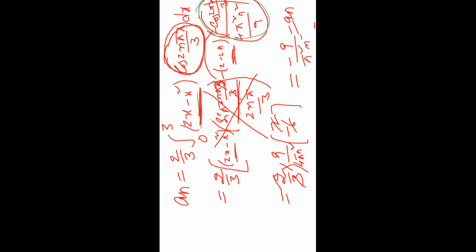Similarly, we have to find out the value of bn. In the bn value, just replace cos by sine and sine by cos, and find out the limits. In the above expression, just replace cos by sine and sine by cos, and you easily get the value. So here sine 2n pi x by 3 into dx. So that value is bn.